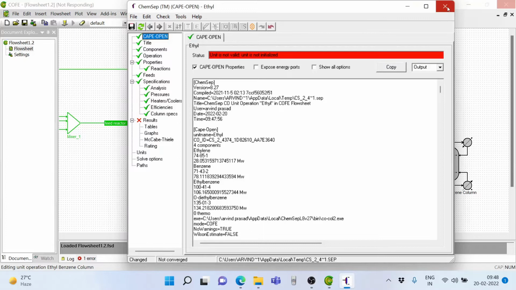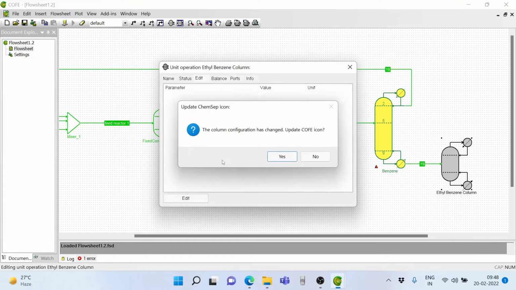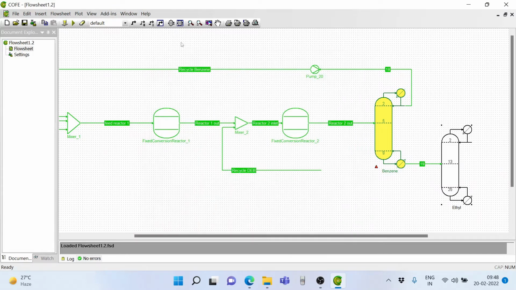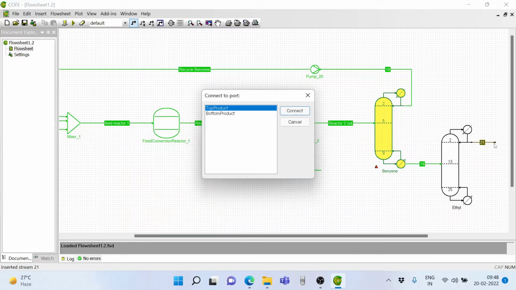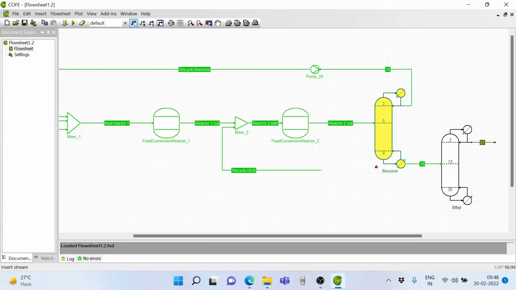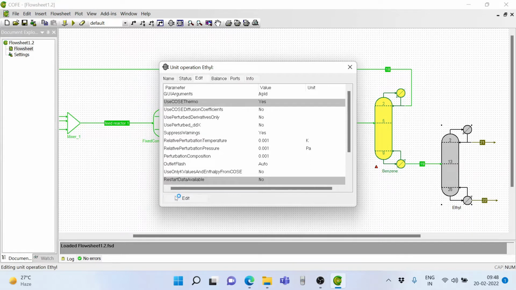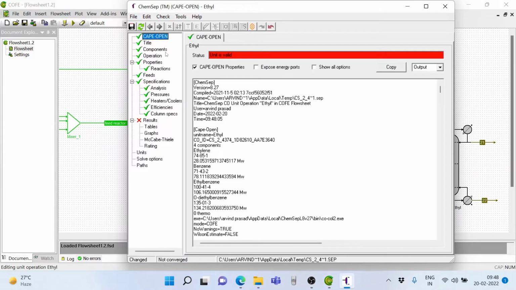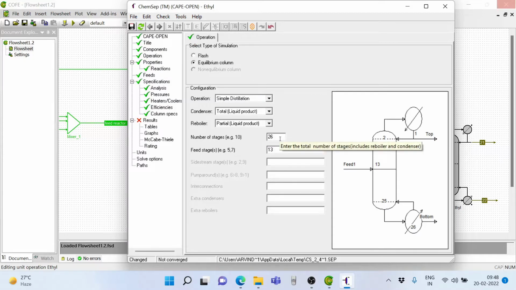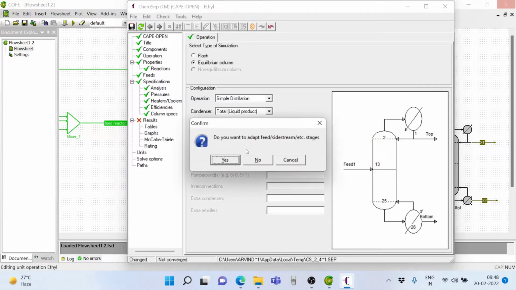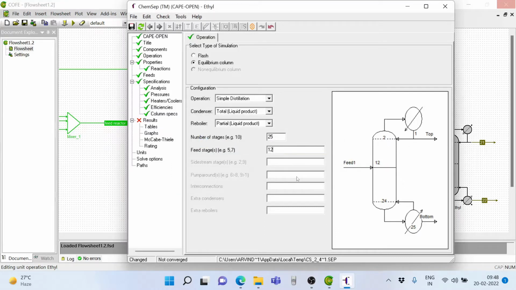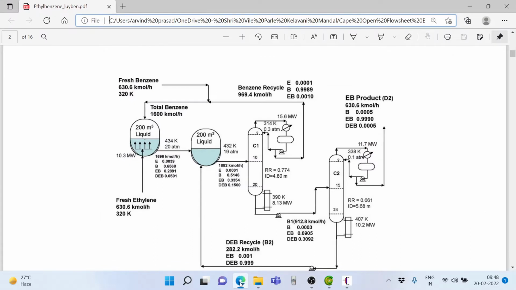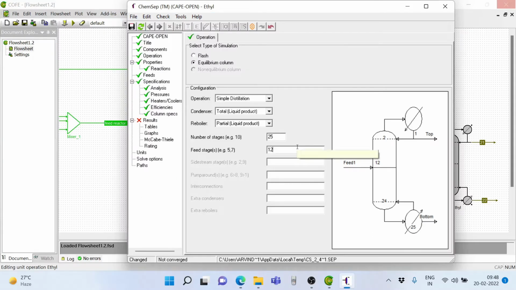Now we have got the ChemSep interface. Let's close it. Click yes. Now let's attach the top stream of the distillation column and the bottom stream of the distillation column. So this gives a 25, so double click. Now adjust it to 25. And the feed stream as given in the article is at the 15th stage. So let's put that.